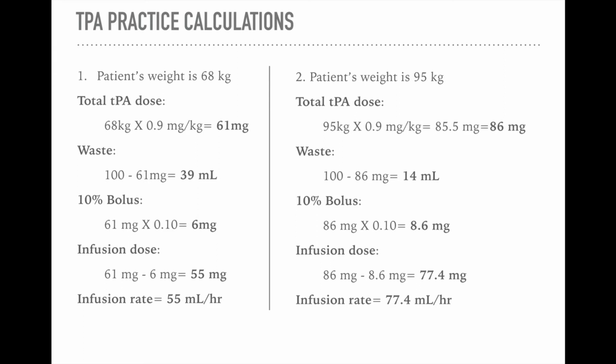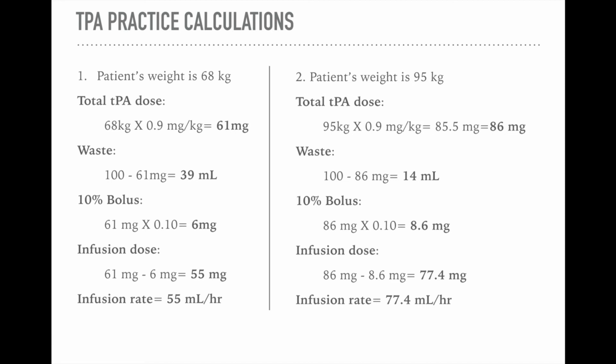Out of the 61 milligrams, we need to give a 10% bolus. So that'll be 61 times 0.1, giving us 6 milligrams. Next is our infusion dose. So you're going to take the 61 milligrams minus the 6 milligrams, giving us 55, which will also mean that our infusion rate is going to be 55 milliliters per hour. And remember, this is given over an hour.